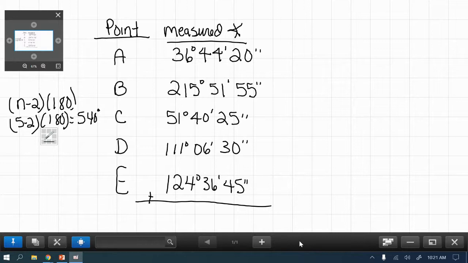So normally, when it starts getting like this, I just do them in the calculator. That way I can go ahead and, does everybody know how to type it in your calculator? So somebody give me the total. I got 539 degrees, 59 minutes, and 55 seconds. Yeah, 539.